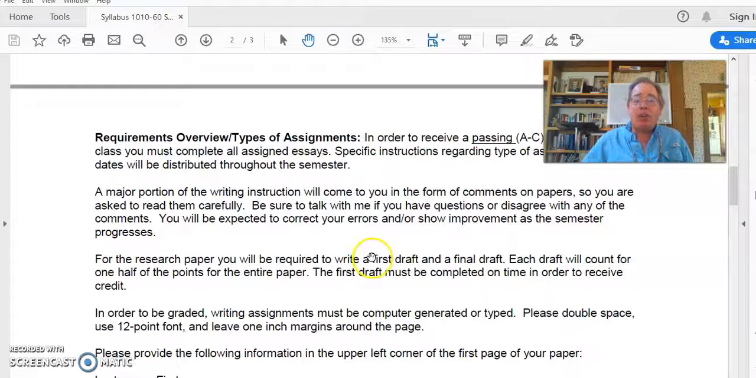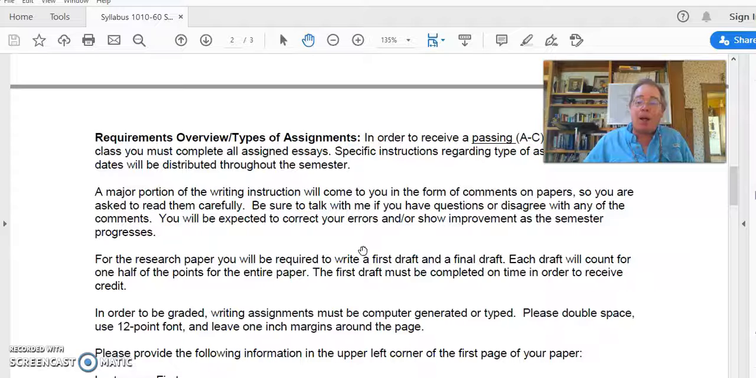In order to receive a passing grade for this course, you must complete all assigned essays. And a major portion of the writing instruction will come from you in the form of comments on papers. We use Turnitin in this course, and there are instructions for how to use Turnitin posted in this welcoming block here. I encourage you to take a look at those and set up your Turnitin account.